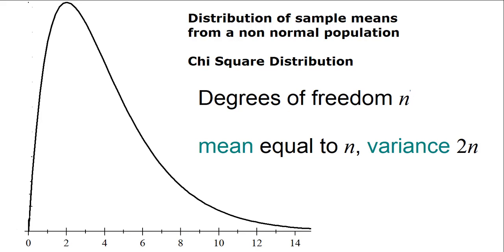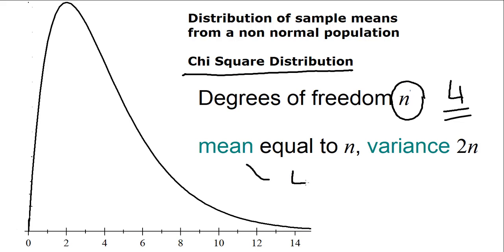So we are going to see the distribution of sample means from a non-normal population here. What we are doing is that we just took a chi-square distribution, which here, of course, is not normal. And the degrees of freedom of this distribution, we are taking as 4. So the mean is how much? 4. And the variance, which is sigma squared, is going to be 4 times 2, that is 8.